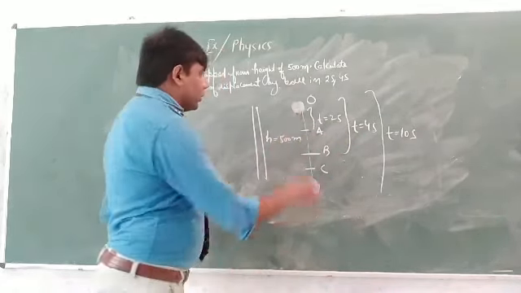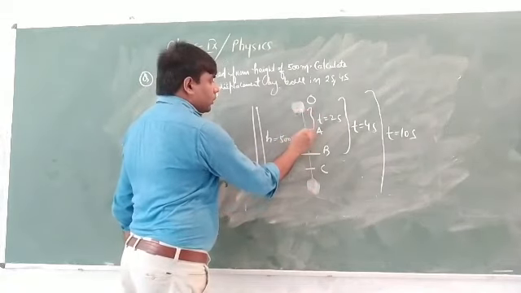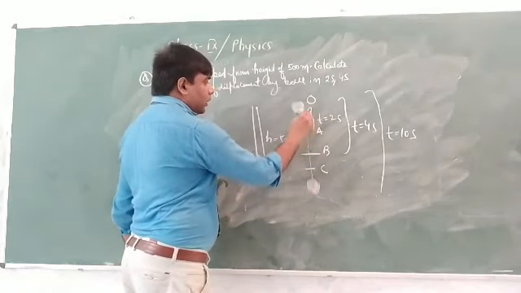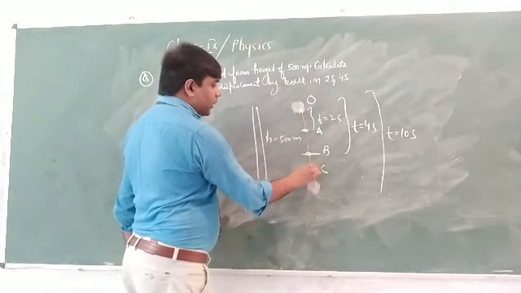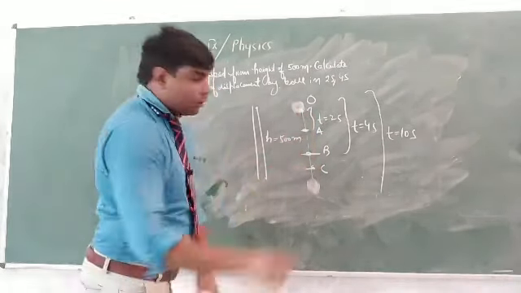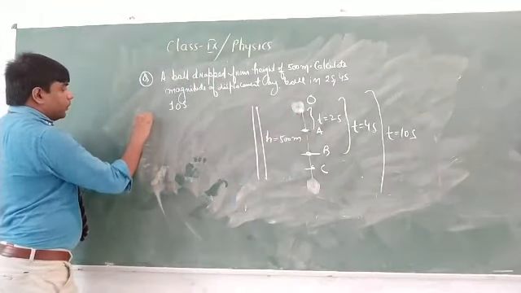Displacement means the distance between initial and final. See, this is initial, this is final. We have to calculate this. This is initial, this is final. We have to calculate this. So one by one, we add.